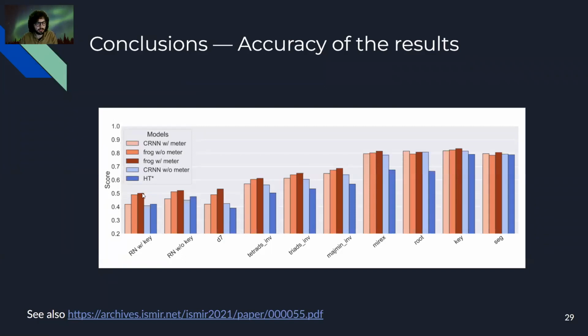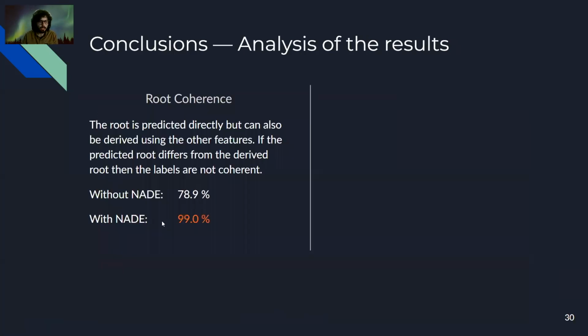So as you can see, the introduction of NADE has a very big impact, especially on harder tasks like finding the entire Roman numeral notation, including the key. So it's the most difficult task that we ask the system to do. We have a relative increase in accuracy of almost 20%, which is a great result. Especially, I want to point out 2 things that we noticed.